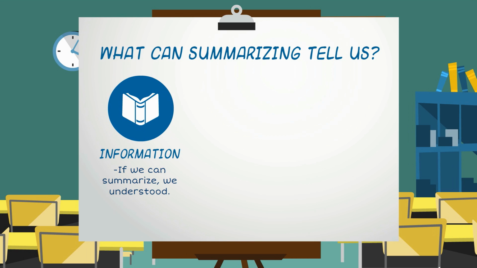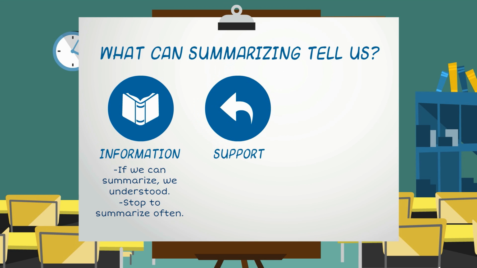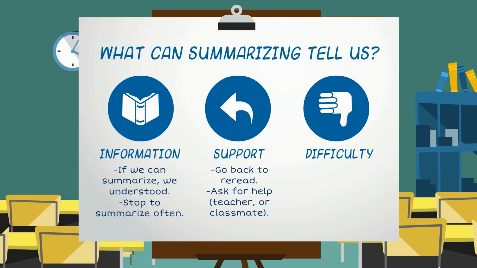For this reason, it's important that we stop and summarize what we've read, even when we're not asked to. If you find that you are having trouble summarizing what you've read, that indicates that you might need to go back and reread a section, or you might need to ask for help, like from a teacher or classmate. If you're reading an independent novel, difficulty summarizing could also tell you that the text might be too challenging right now, or that you're just not interested in it right now.